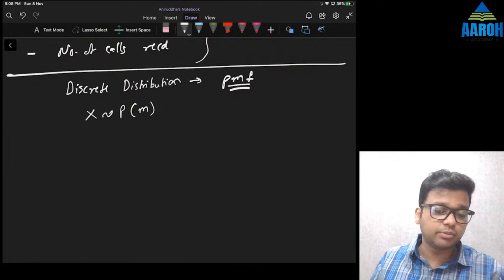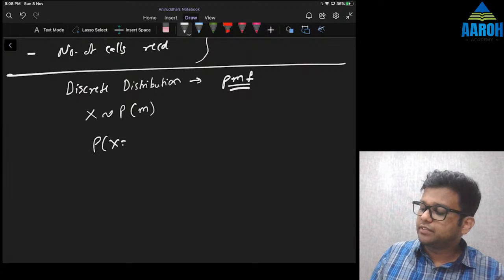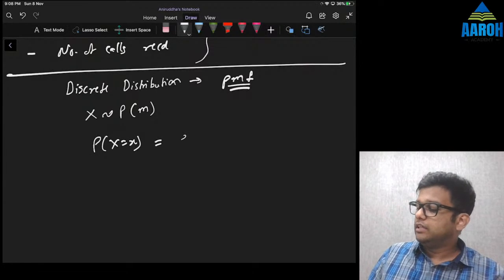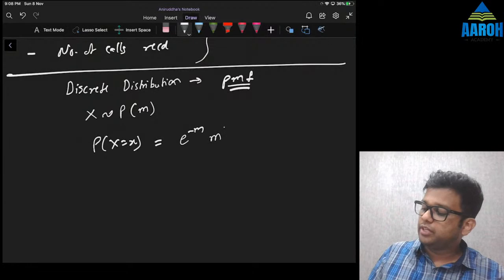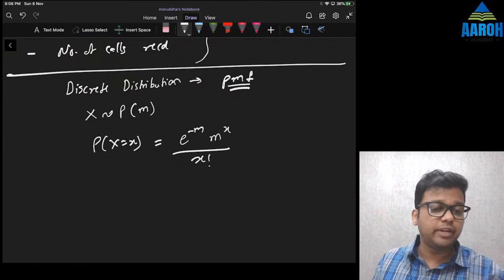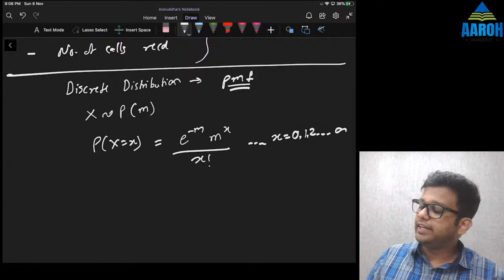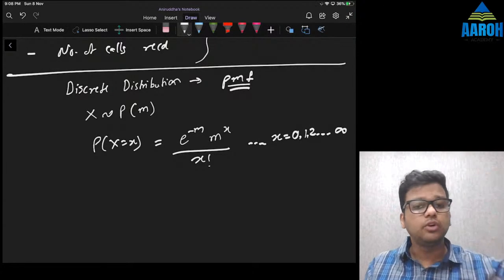So for Poisson distribution, let's say X follows Poisson distribution with parameter M. There is only one parameter to this distribution. Then the probability that X will take a specific value is e raised to minus m into m raised to x upon x factorial, where x can be 0, 1, 2 up to infinity.